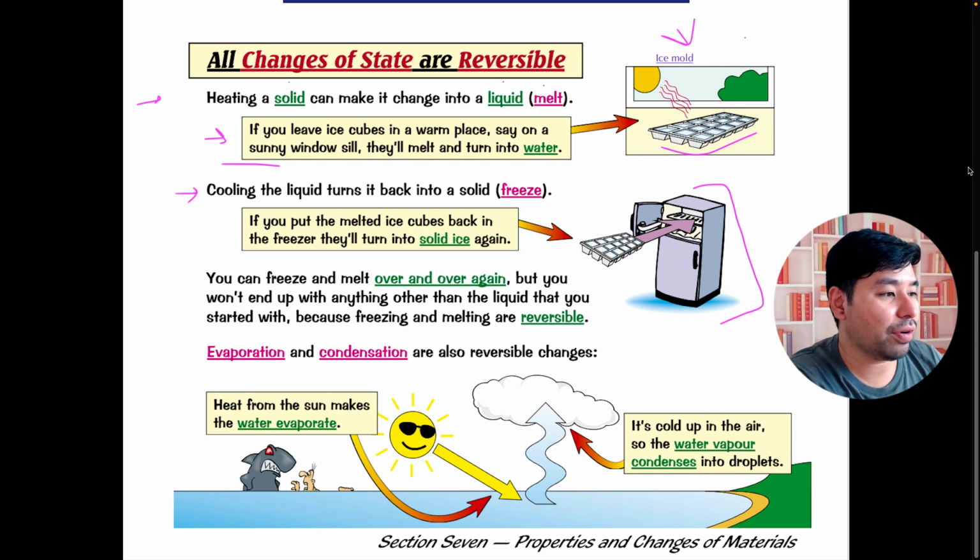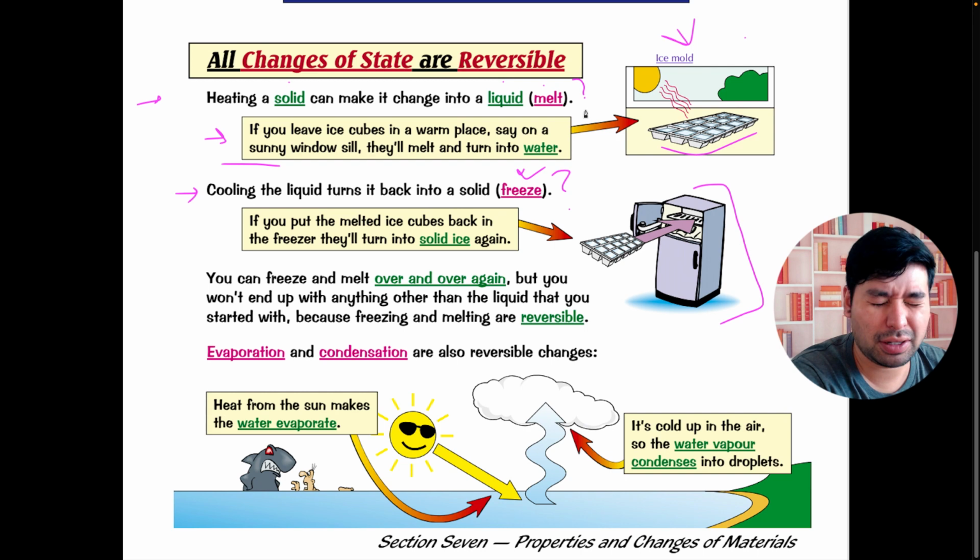Again, we have the word freeze, right? Okay, back into a solid. Freeze. So if you don't know, check the meaning of the word freeze. If you don't know melt too. So these are the words that I want you to check. Okay, easy. Go to the dictionary, go to Google Translate. Just very easy to get the meaning, right? No problem, I guess so.